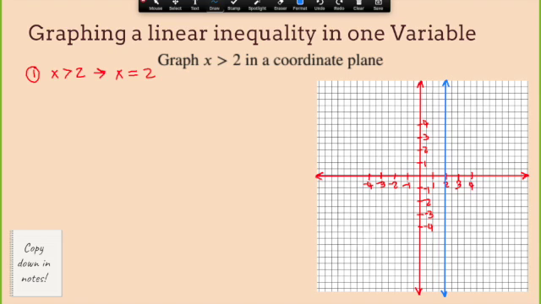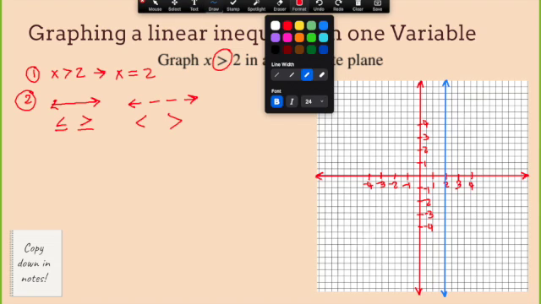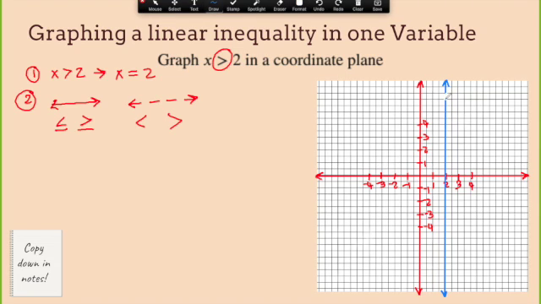And then the second part of my step is to identify, am I going to have a solid line or a dashed line? Again, when you have a solid line, that means you're using the less than or equal to symbol or the greater than or equal to symbol. If it's a dashed line, you have a less than sign or a greater than sign. Based off of what's given, we're given a greater than sign. So that means that my line here needs to be dashed. So I'm going to erase the solid line and make a dashed line here.